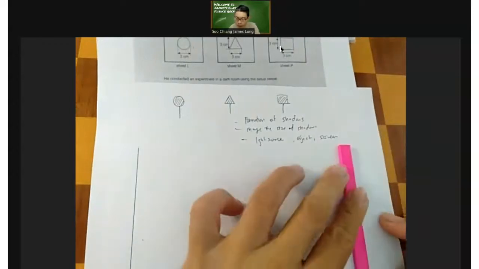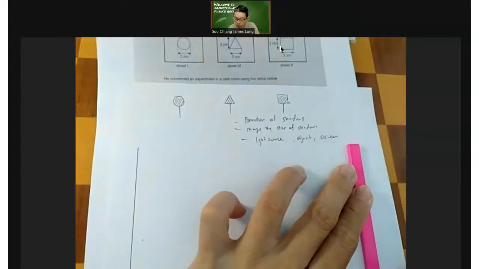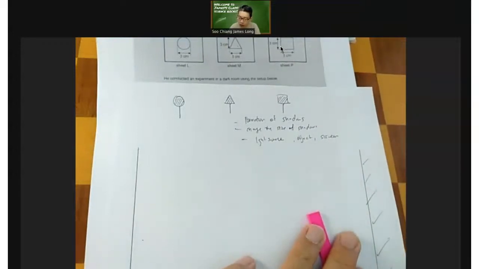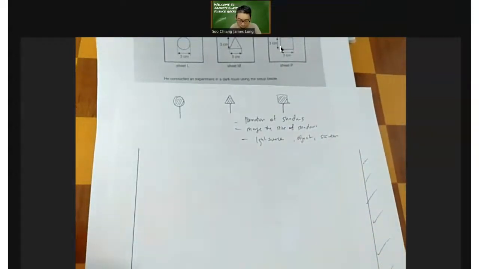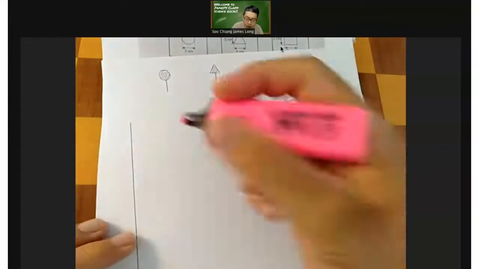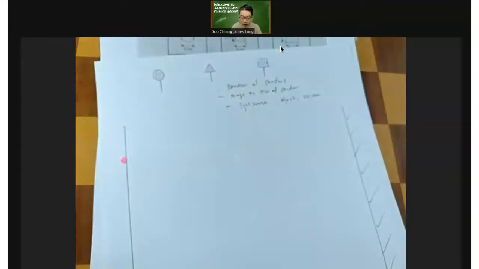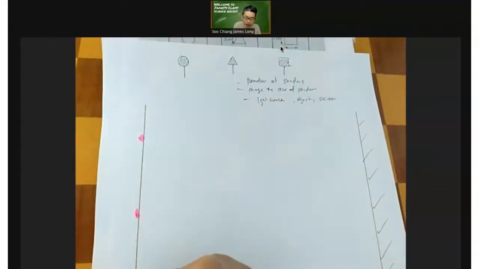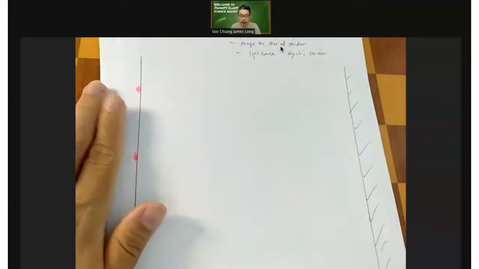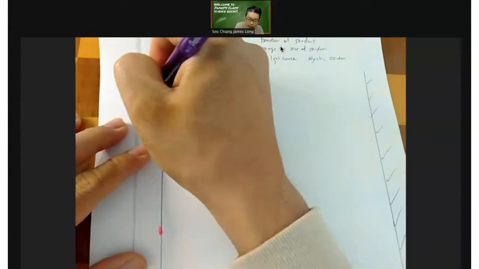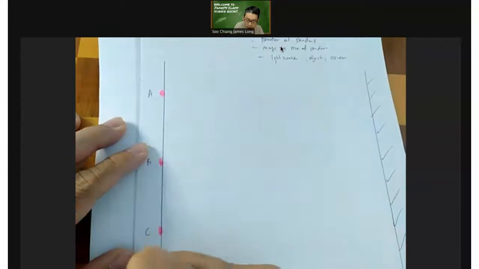Draw one line here to represent the screen. So this will be the screen where the shadows will land on. I'm going to use just a highlighter here to represent the light source. Okay, so there are going to be several light sources on this, but they're all at the same distance away between the light source and the screen. Let's call this light source A, B, C, and D.